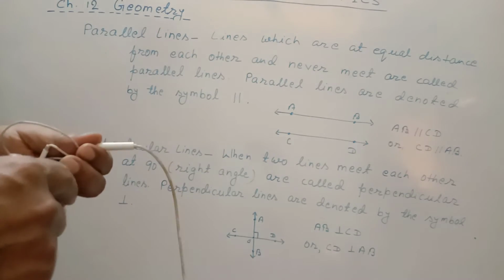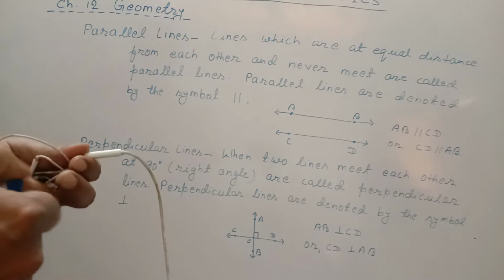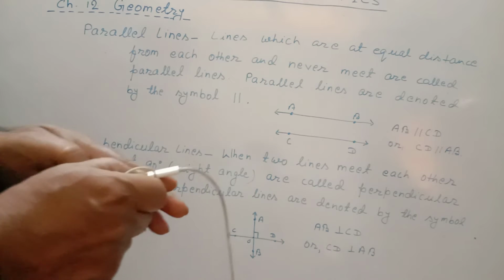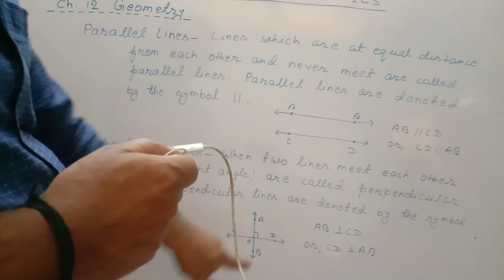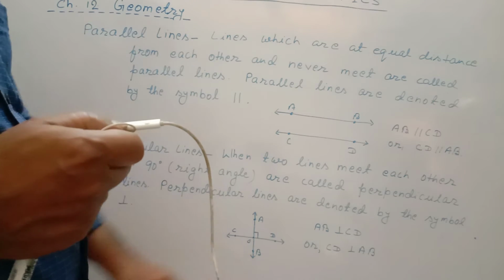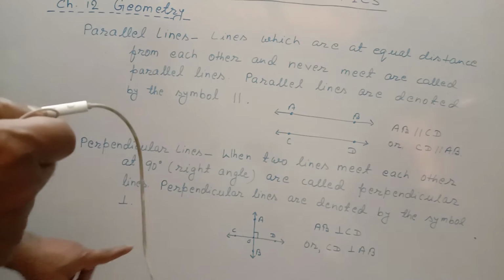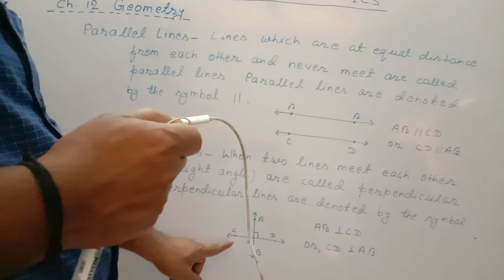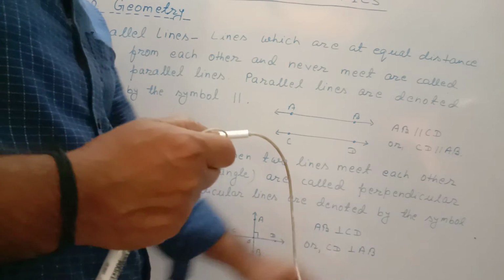When two lines meet each other at 90 degree or right angle are called perpendicular lines. This is the symbol of right angle, this one. These perpendicular lines are denoted by this symbol. So in this figure, AB is perpendicular to CD, or we say CD is perpendicular to AB.